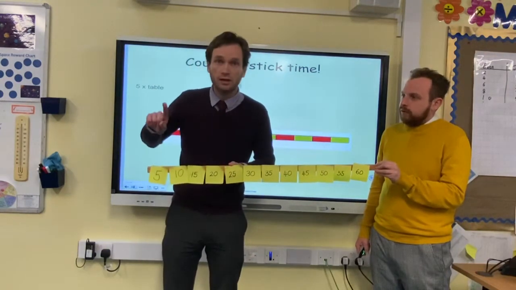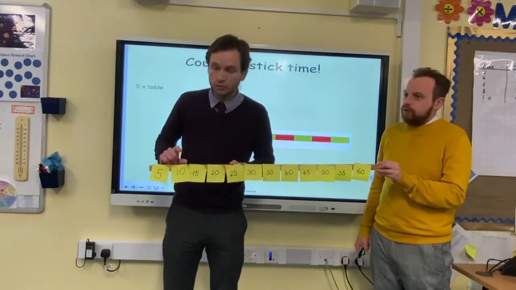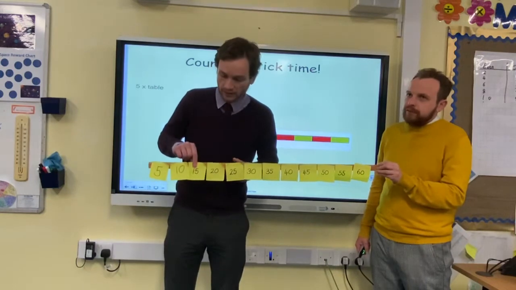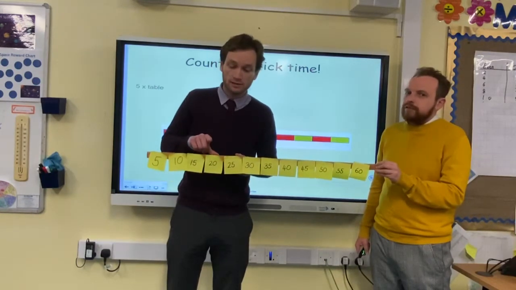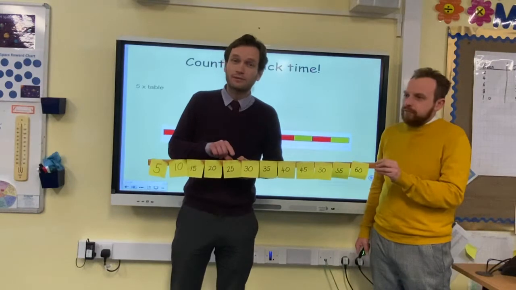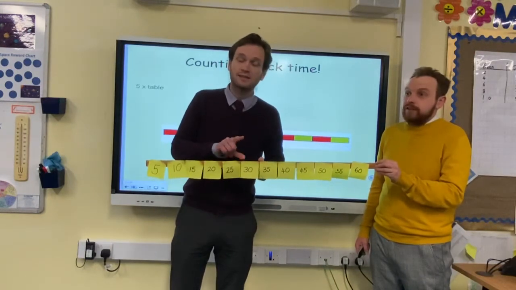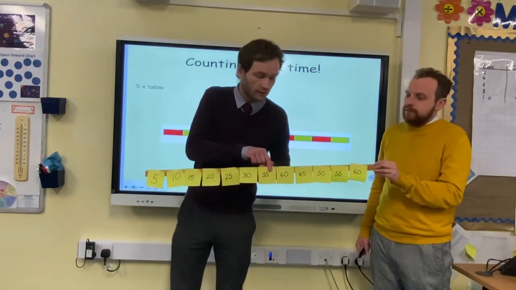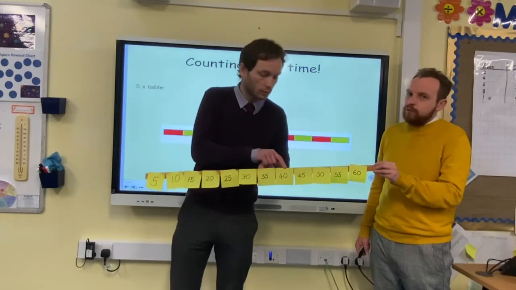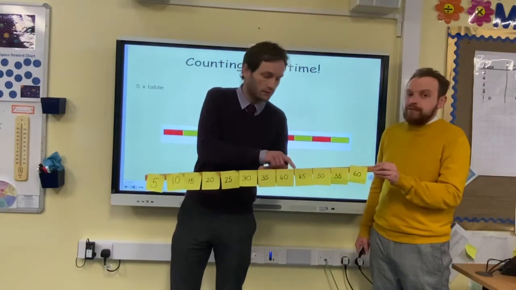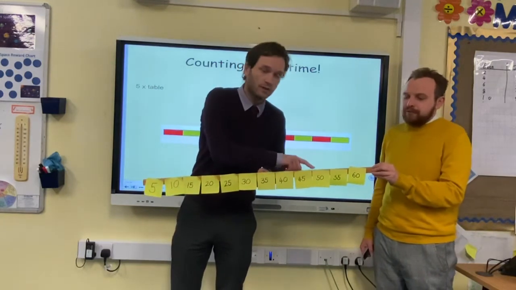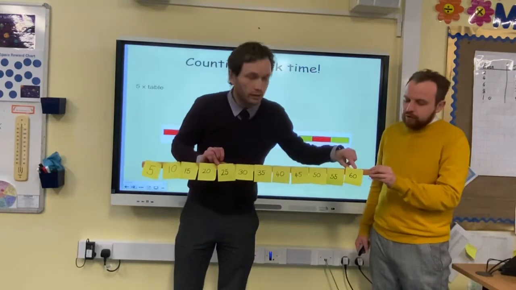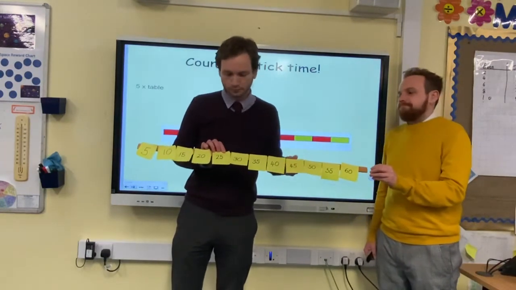Okay, so 1 times 5 is 5. 2 times 5 is 10. 3 times 5 is 15. 4 times 5 is 20. 5 times 5 is 25. 6 times 5 is 30. 7 times 5 is 35. 8 times 5 is 40. 9 times 5 is 45, 10 times 5 is 50, 11 times 5 is 55, 12 times 5 is 60.